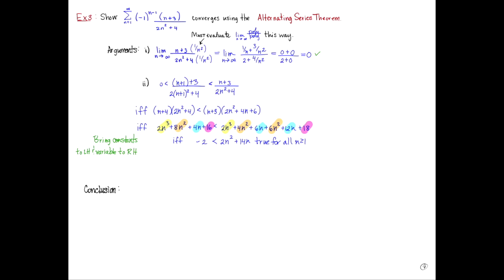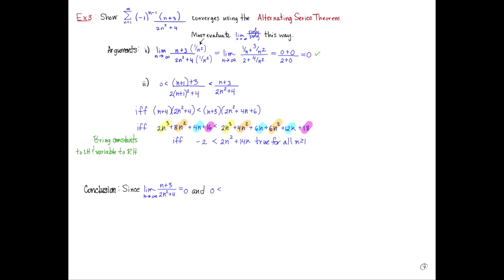For our conclusion, using our since-then statement, we have since the limit as n approaches infinity of n plus 3 over 2n squared plus 4 is equal to 0, and since I didn't define our b sub n or b sub n plus 1 anywhere on the page, I will write them out longhand.